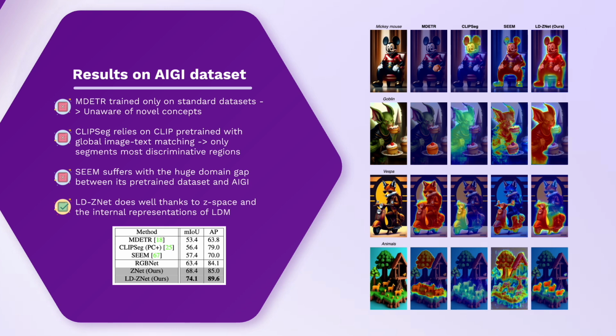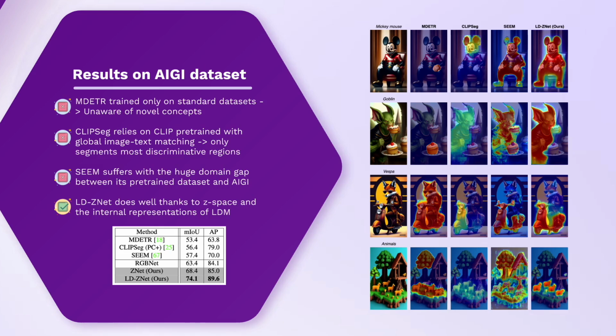Visually, we observe that the two methods, MDETR and the recently proposed Segment Everything Everywhere All at Once, otherwise known as SEEM, fail to segment the objects, Mickey Mouse, Goblin, Vespa, and animals, because the pre-trained datasets of these two methods are limited in terms of the number of objects, and also these methods are prone to a domain gap to AI-generated images during test time. ClipSeg, on the other hand, uses CLIP internally that is pre-trained with global image-text pair matching. This ClipSeg can only recognize the most discriminative regions of the object, such as the face of the Mickey Mouse.